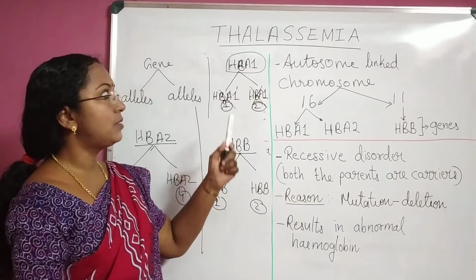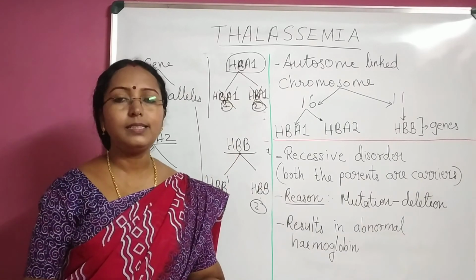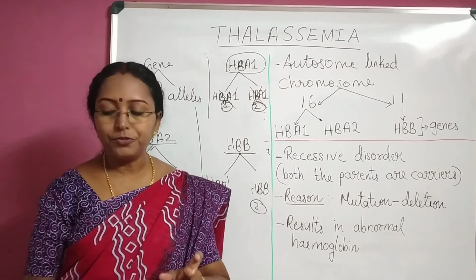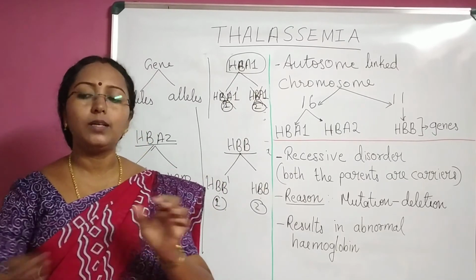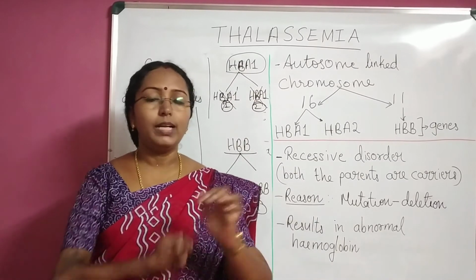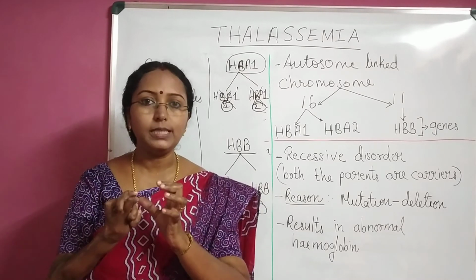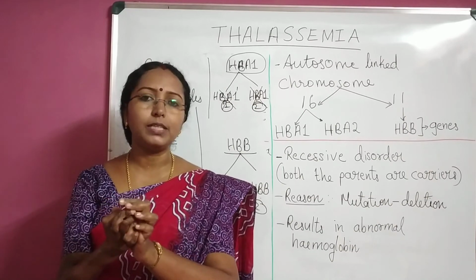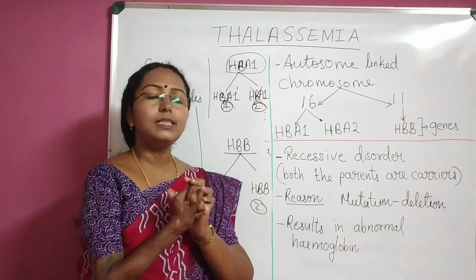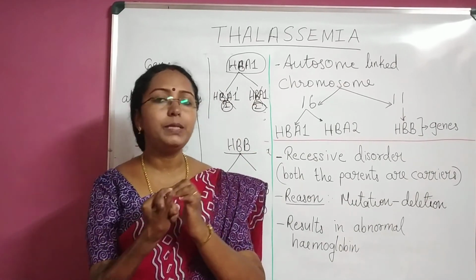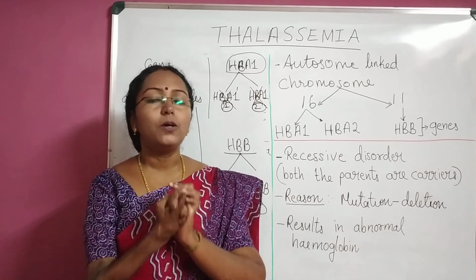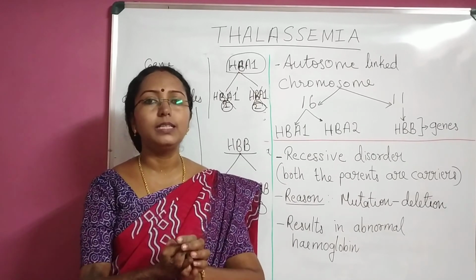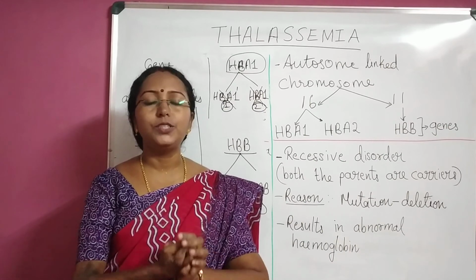So I hope you understood regarding the disease thalassemia, and it's very important for you to keep in mind that this is totally a quantitative disorder, whereas our sickle cell anemia was qualitative. In sickle cell anemia only the beta globin chain is affected, whereas in thalassemia both alpha and beta chains are affected because of the defect or mutation in their respective genes.